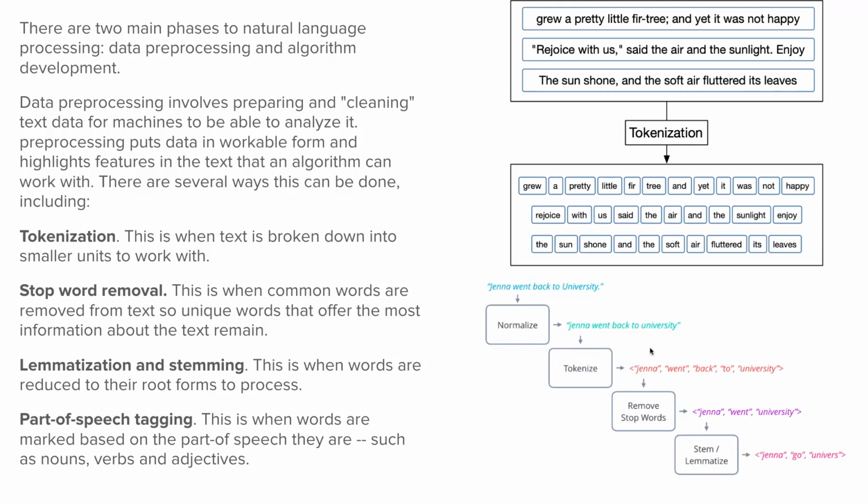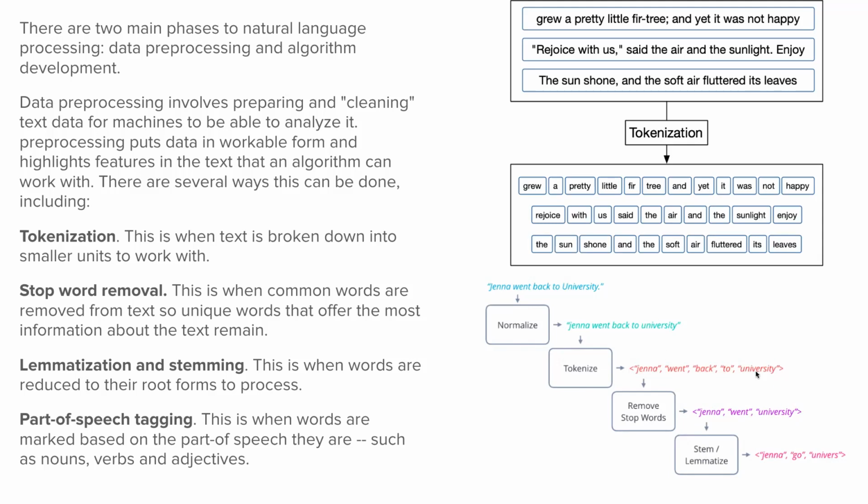Then you tokenize: Jenna, and went, and back, and to, and university. Then you remove the stop words. In this context, back and to are redundant words. So you only have Jenna went university. And then you stem and lemmatize. Jenna is Jenna, but went is stemmed and lemmatized back to its original form, which is go.